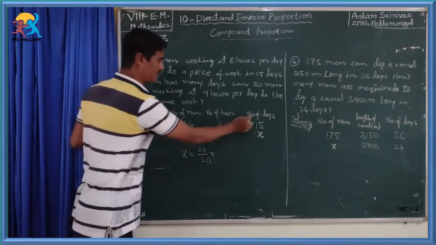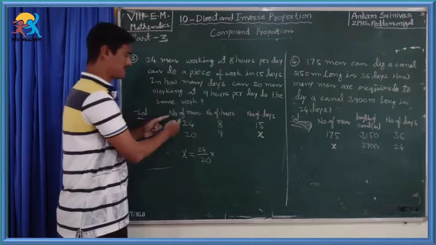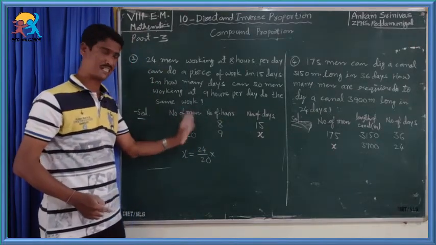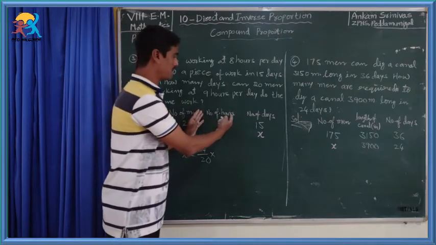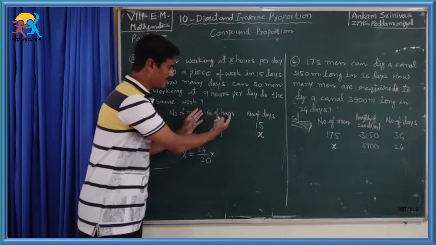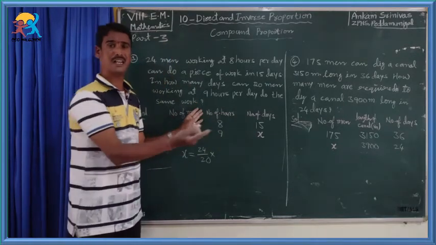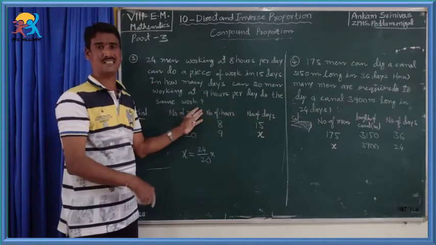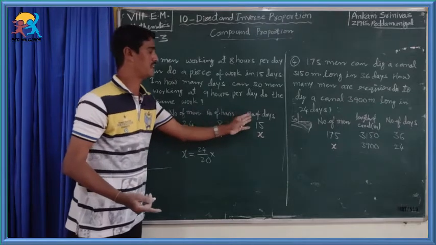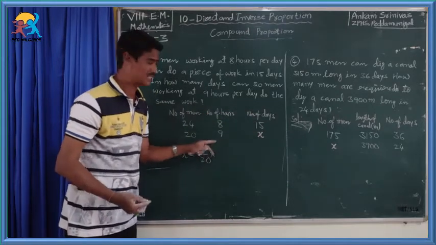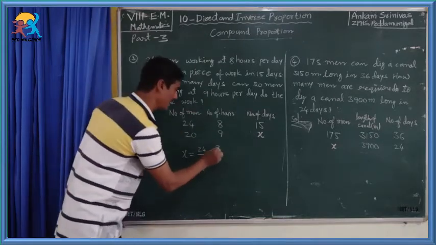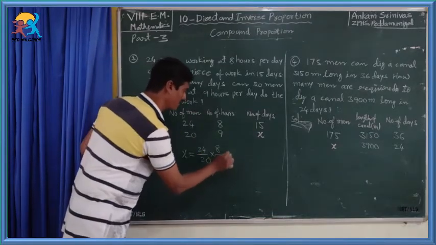Then compare these two quantities. When you compare these two quantities, take the number of men as the constant. That means the number of men is the same. Then if the number of hours per day is more, the number of days is less. If working hours per day is more, then the number of days will be less. Less means we have to take this ratio less by more. 8 by 9 into 15.